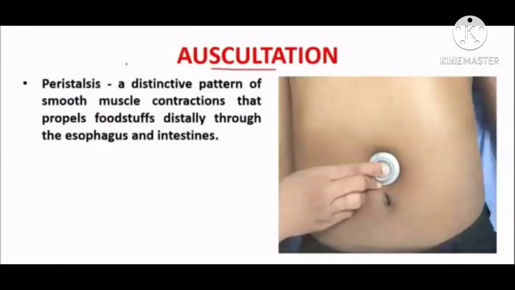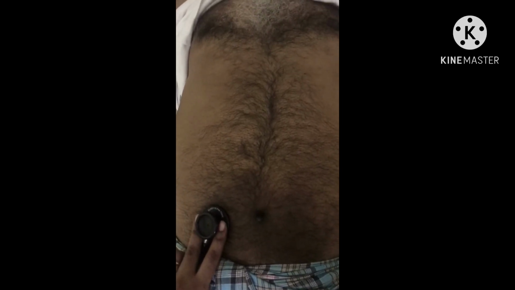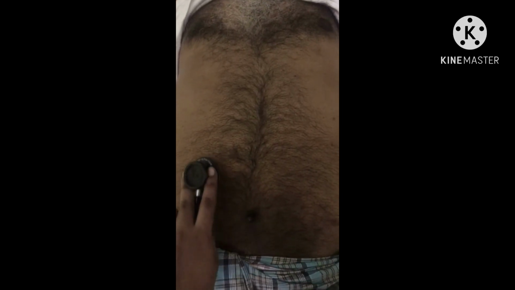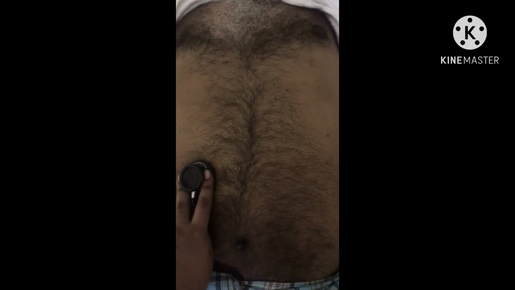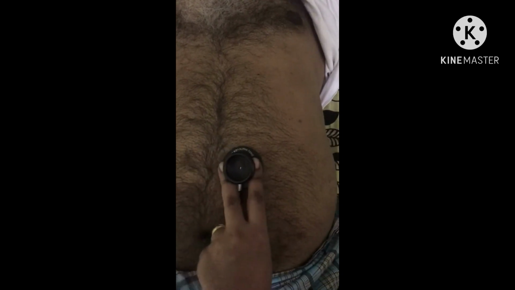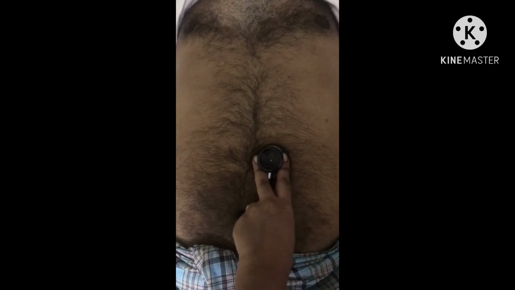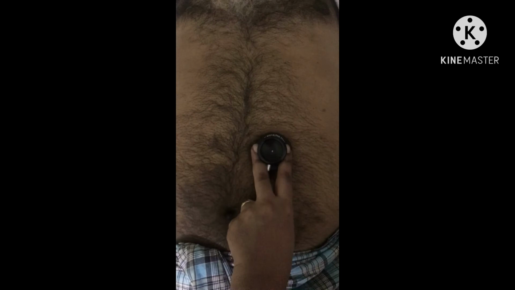Auscultation. Peristalsis is a distinctive pattern of smooth muscle contractions that propels foodstuffs distally through the esophagus and intestine. Auscultate with the diaphragm for bowel sounds. Start in the right lower quadrant and go clockwise through all the quadrants: right upper quadrant, slowly to the left upper quadrant and left lower quadrant. Bowel sounds should be heard at 5 to 30 per minute. If no bowel sounds are noted, listen for 5 full minutes.